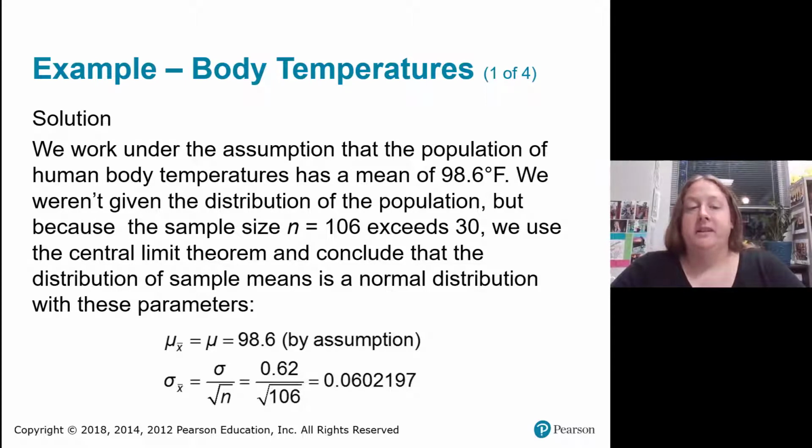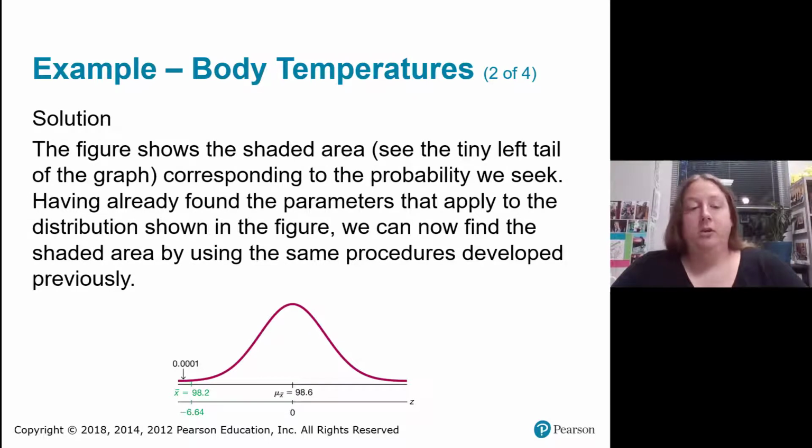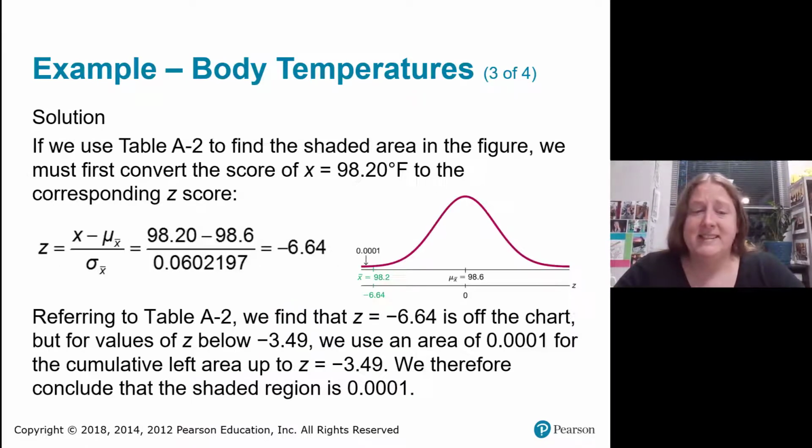And we know that the standard deviation of the sample means should be the standard deviation of the population divided by the square root of n. So doing that, we get our standard deviation of our sample means of 0.06021997. So here we have a figure. All right, we draw a graph. We label 98.2 on there, we label 98.6, and we're going to calculate the z-score that corresponds to 98.2.